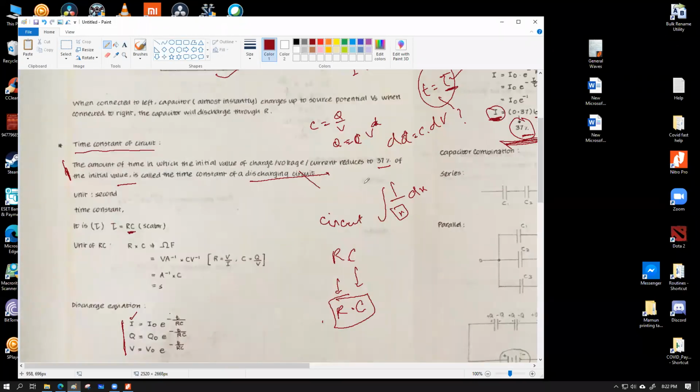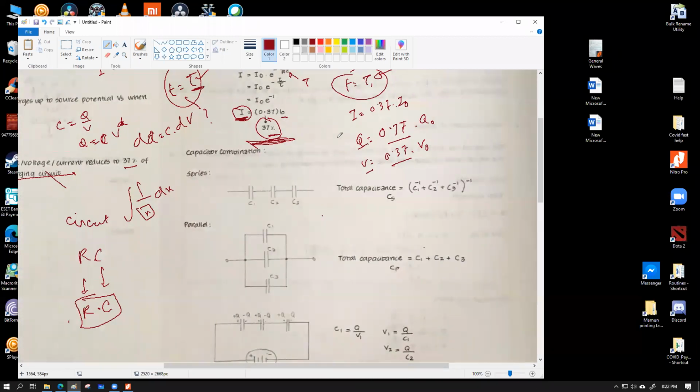All right, so that's about the capacitor equation, which is going to be useful for us in a lot of cases. We're going to see about the implication of this thing right after a while.